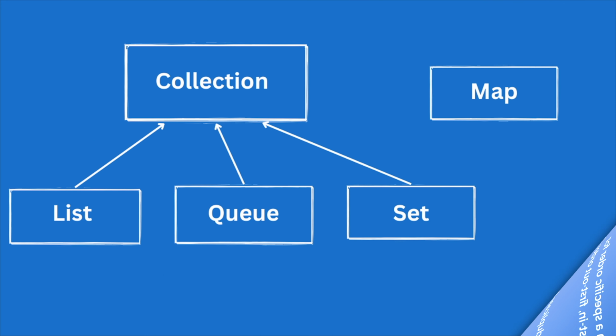Alright. And one final thing that you need to know about your collections framework is that your collection is the root interface for your list, queue and set interfaces. That is, your list, queue and set extends your collection interface, whereas map is an independent interface.